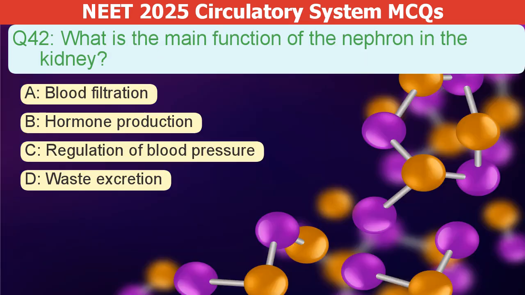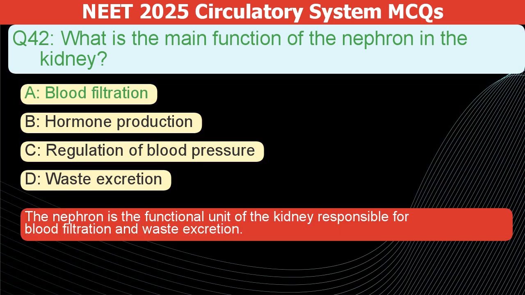What is the main function of the nephron in the kidney? A. Blood filtration. B. Hormone production. C. Regulation of blood pressure. D. Waste excretion. The correct answer is A. The nephron is the functional unit of the kidney, responsible for blood filtration and waste excretion.